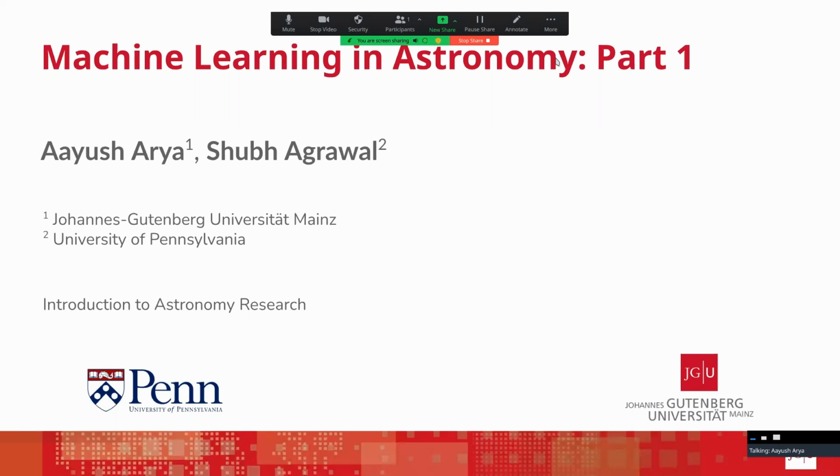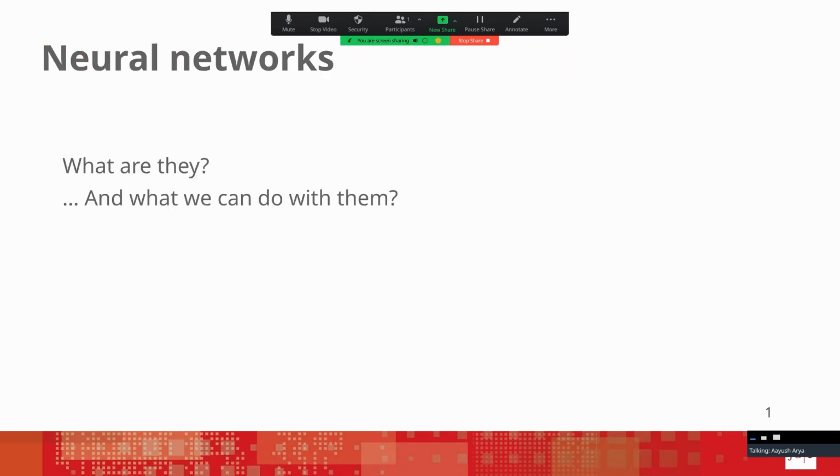So hello everyone. Welcome to part one of the machine learning module of the Introduction to Astronomy course. I'm Ayush, and I will be talking to you about neural networks, what we can do with them, how we train them, and I will guide you through a concrete example that I developed for you for this purpose.